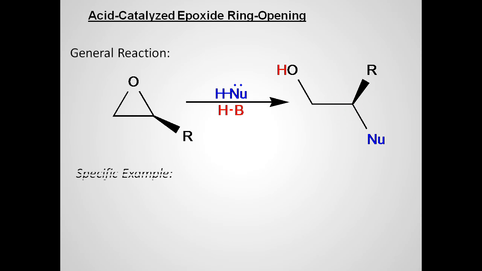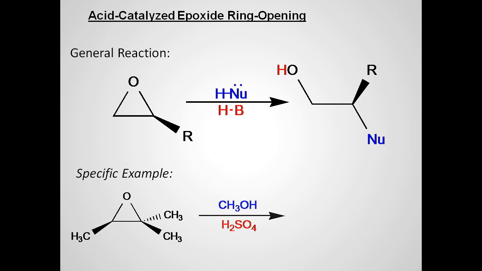In a specific example, this unsymmetrical epoxide, when treated with sulfuric acid and methanol, gives the ring open species, which features both an alcohol and an ether functional group, where the oxygen of the ether, originating from the nucleophilic methanol, is attached to the more highly substituted carbon atom.